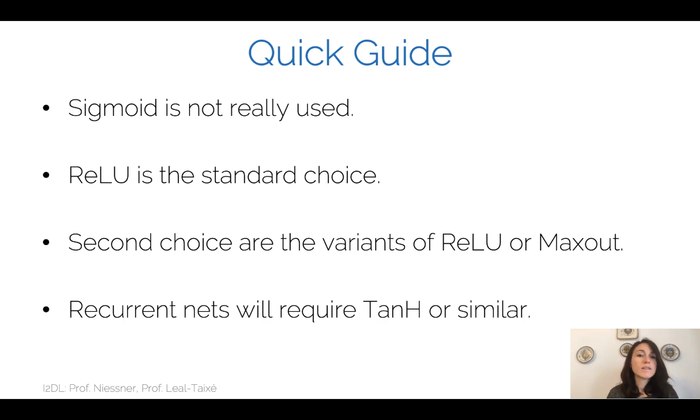So as a quick guide, Sigmoid is not really used anymore in modern architectures, and ReLU is the standard choice, especially in convolutional neural networks. A second choice would be variants of ReLU like leaky ReLU or parametric ReLU or Maxout. And as we will see towards the end of I2DL, recurrent nets will require a TanH or similar function.